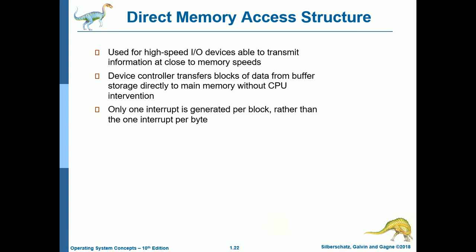I've already mentioned DMA, or direct memory access. It is used for high-speed I/O devices that are able to transmit information at close to memory speed. DMA is allowed only if the I/O device is high speed. Not all devices can have DMA, only those that are close to memory speed. The device controller transfers blocks of data from buffer storage directly to main memory without CPU intervention. Only one interrupt is generated per block rather than one interrupt per byte.